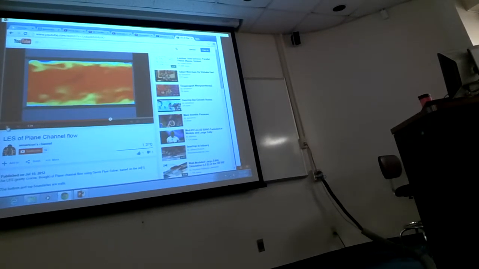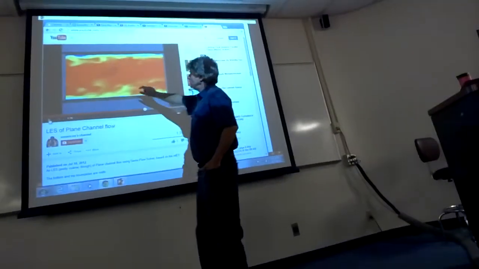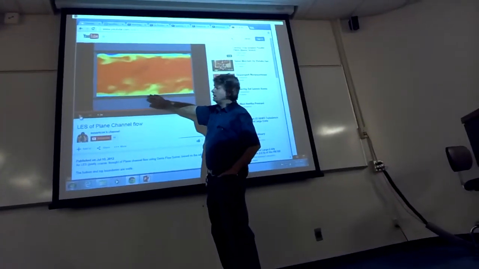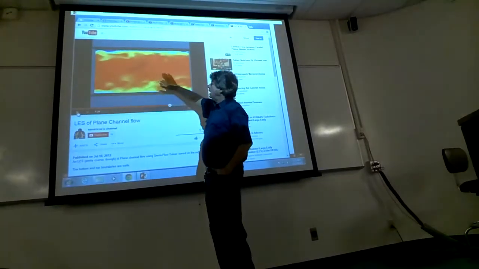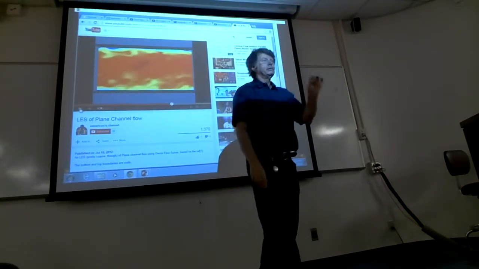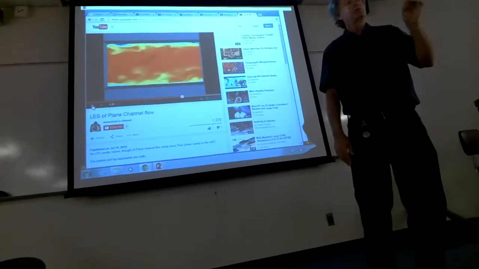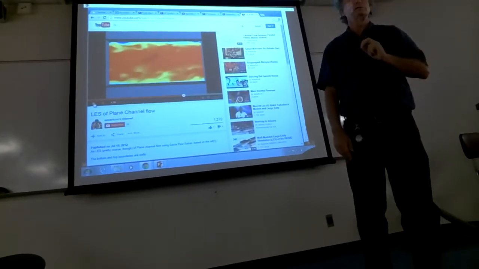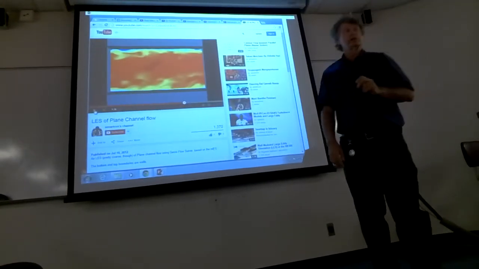What I do want you to know is that this gradient generates shear stress. It slows the fluid down and tugs on the bottom and tugs sediment up into the fluid. And that you can estimate the severity of the turbulence by the Reynolds number. The higher the Reynolds number, the more turbulent the flow is, and therefore, the greater the shear stress.